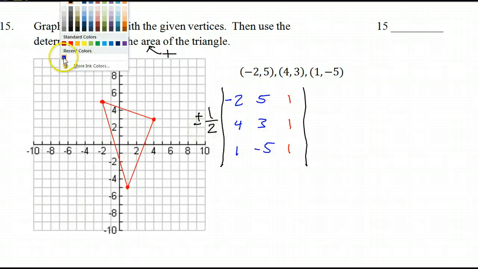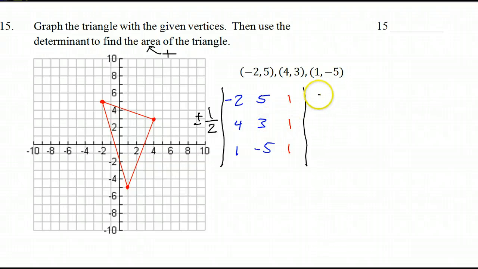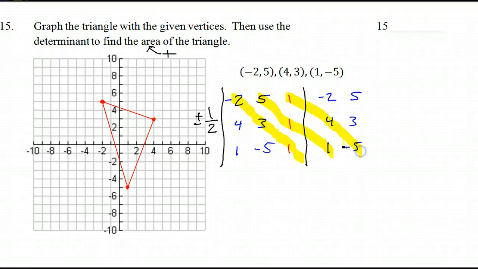Then you need to recopy the first two columns like this: negative 2, 5, 4, 3, 1, negative 5. This is just how you do the determinant. So the way you do the determinant of a 3 by 3 matrix, you do the down diagonals minus the up diagonals. These are the down diagonals. So what we have here is plus or minus 1/2, and now we're going to do the down diagonals minus the up diagonals.